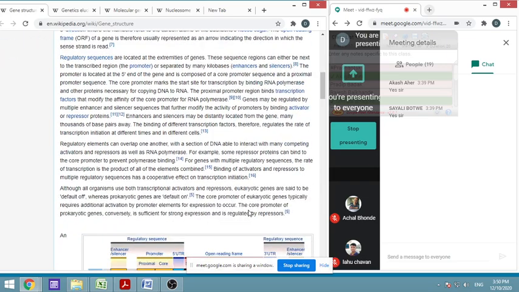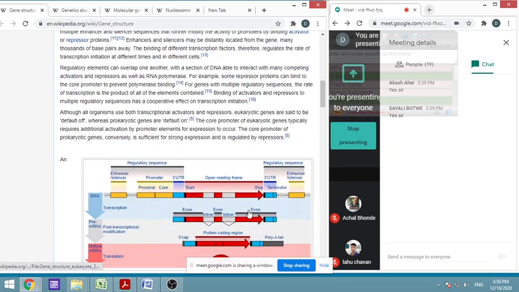They are responsible for this very complex regulation. Regulatory elements can overlap one another in a section of DNA to interact with many competing activators and repressors, and some repressor proteins can bind to the core promoter and prevent polymerase binding. Repressor means something which will inhibit or stop. For genes with multiple regulatory sequences, the rate of transcription is the product of all the elements combined. Binding of activators and repressors to multiple regulatory sequences has a cooperative effect on transcription.